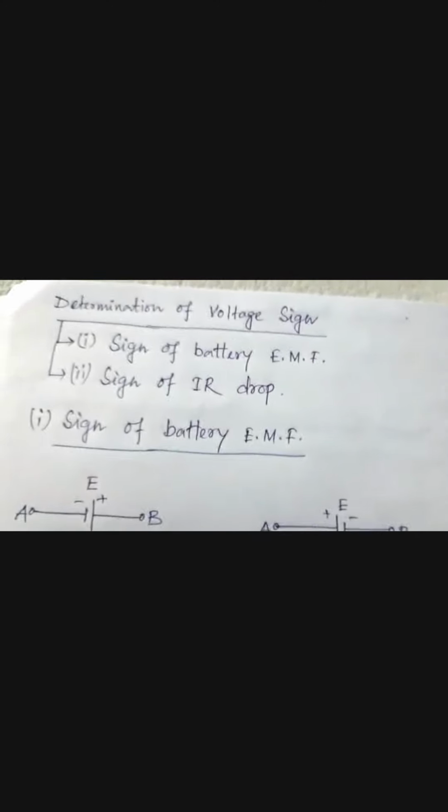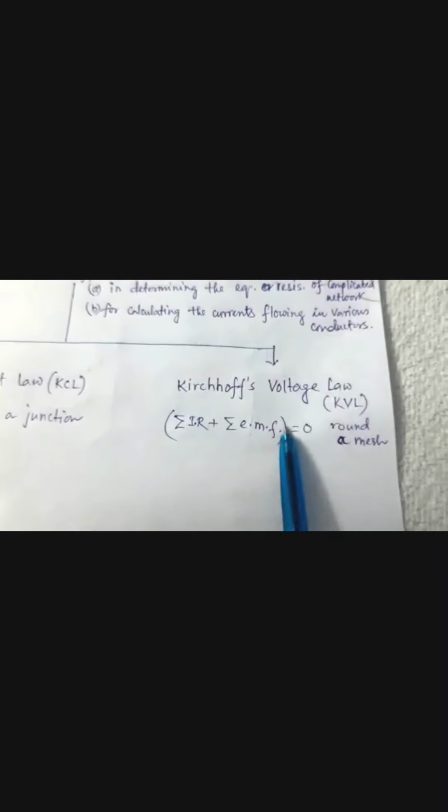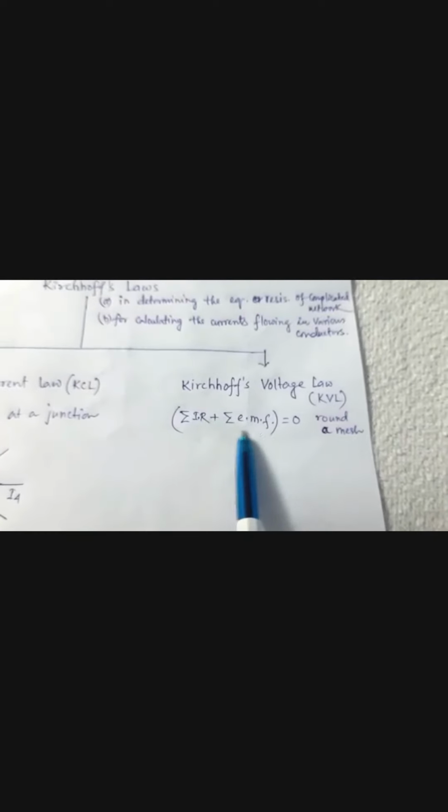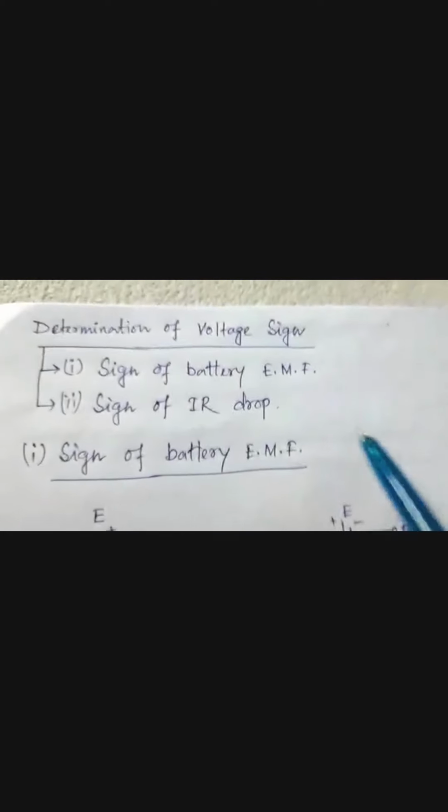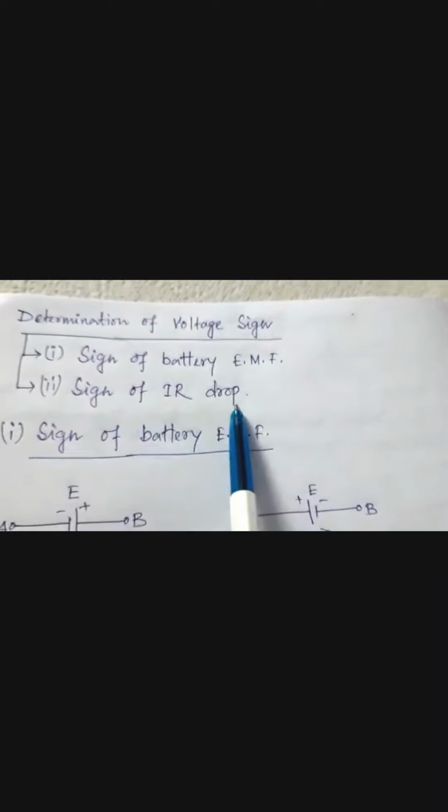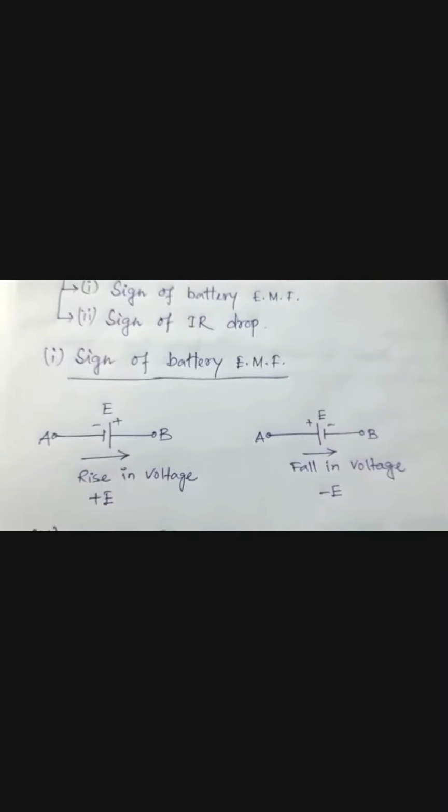Now, the determination of voltage sign. As per the KVL equation, the sum of IR drops plus the sum of EMFs equals 0. The algebraic sum of these two, IR drop and EMF, equals 0. Now we will determine the voltage sign for two parameters: one is the sign of battery EMF, and the other is the sign of IR drop. First we will discuss the sign of battery EMF.